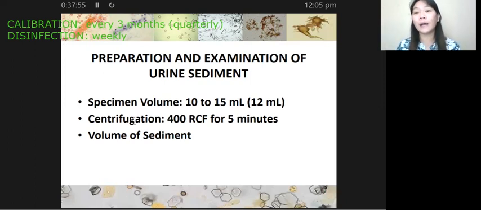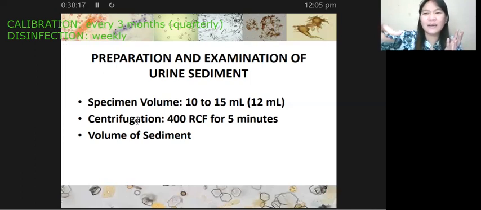Huwag kang matakot na mawala yung sediment. Kasi, kaya ka nga nag-centrifugate, di ba? What is the reason for centrifugation? So that the sediments will be concentrated at the bottom at saka naka-adhere naman yung mga yan doon sa bottom natin. So do not be afraid when you decant.